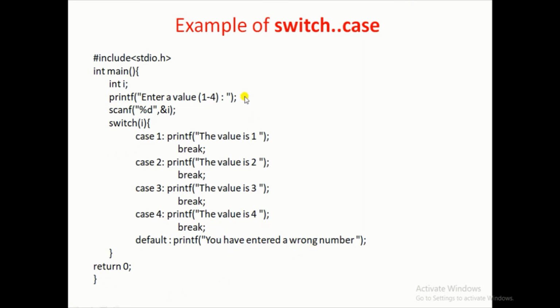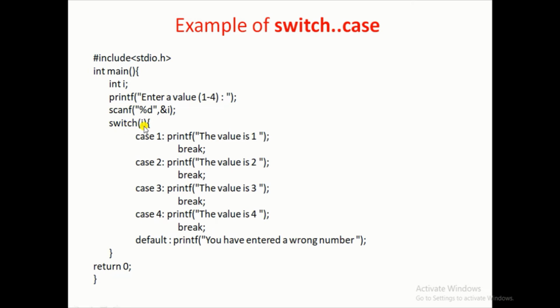We print a message: enter a value between 1 and 4. The user inputs one value, which is stored in the variable i. Then we put the switch case here. Try to understand that it matches the value with the expression, that is i. Which value we entered, it checks. Here are the cases, case 1, case 2, case 3, case 4. So there are 4 cases. In case 1 we write printf the value is 1, break. Case 2, printf the value is 2, break. Printf the value is 3, break, and printf the value is 4, break.